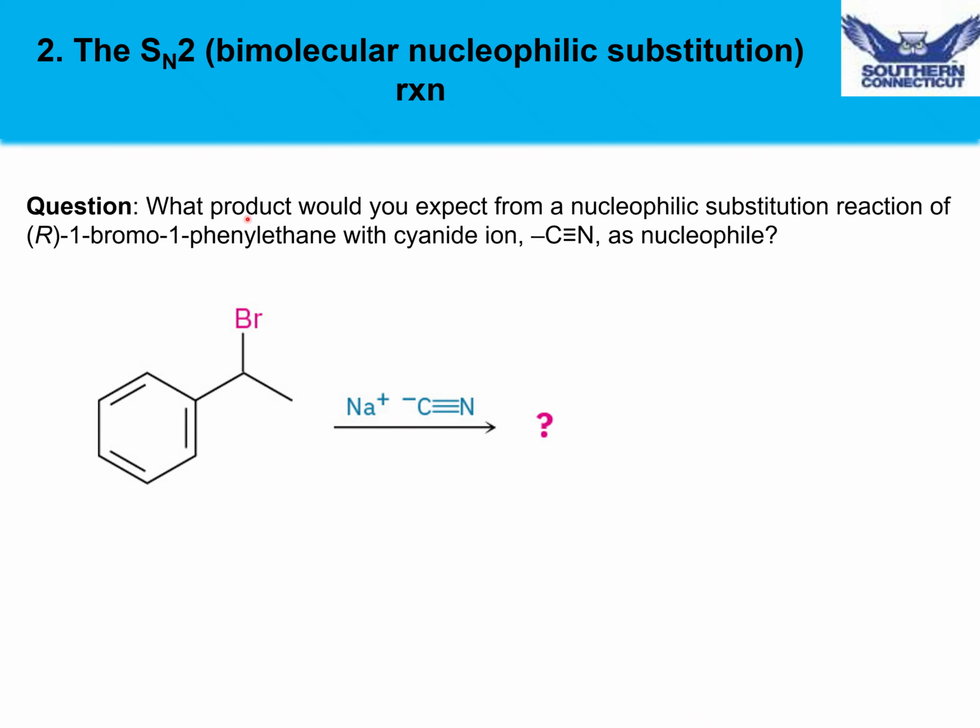In this question, we want to predict the product from a reaction between 1-bromo-1-phenylethane and a cyanide ion. The question asks us to use the R stereochemistry for this carbon here, which is not shown, so we want to figure that out before we start. And we're going to react that with sodium cyanide. The cyanide ion, in particular this carbon here, is our nucleophile, and that would be reacting with this carbon of the alkyl halide.